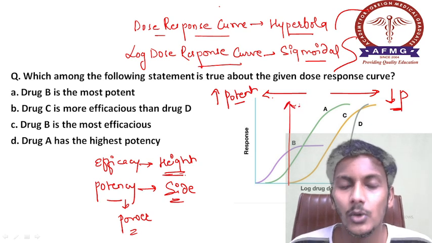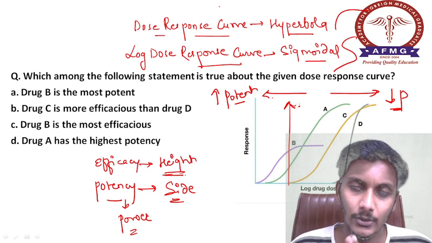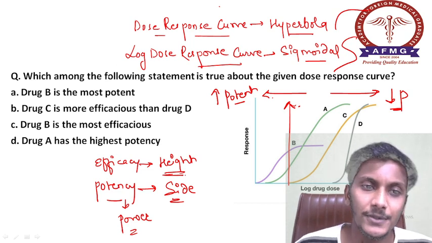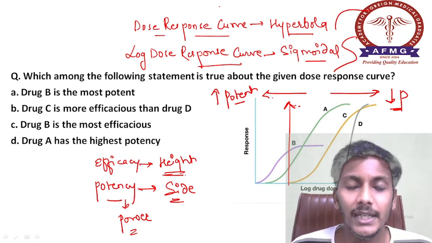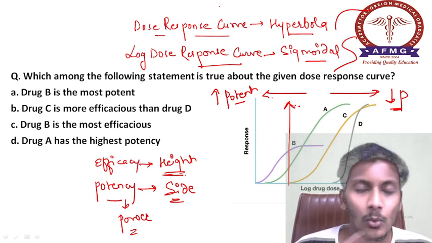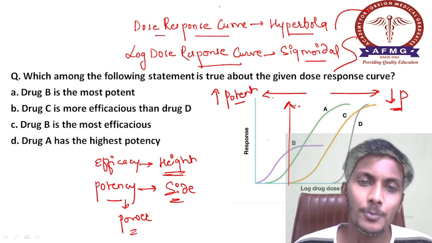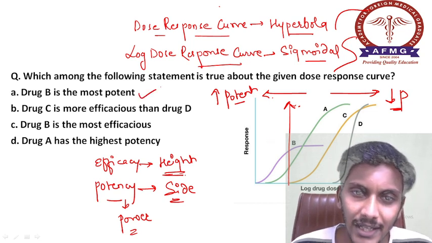The drug with the graph that has the highest height has the most efficacy. Please remember this. Now let's look at the options. Option A: drug B is the most potent. Where is drug B? It is towards the extreme left, and therefore it is the most potent. Therefore this statement is correct.